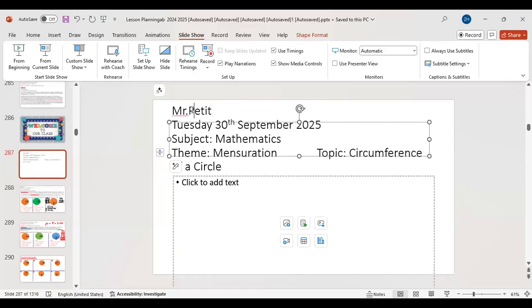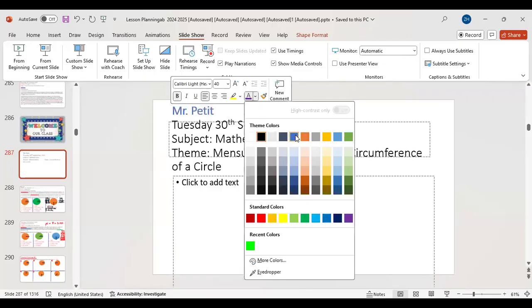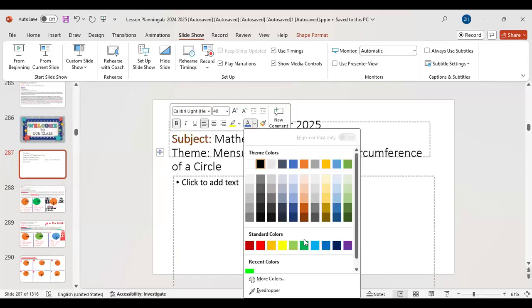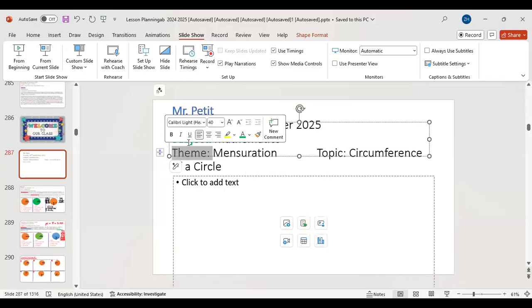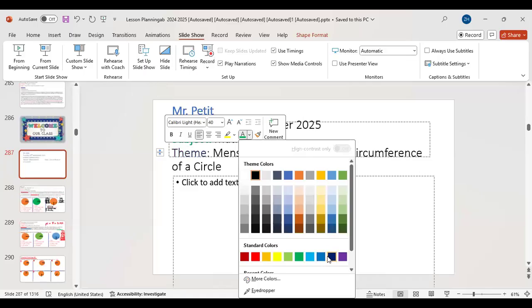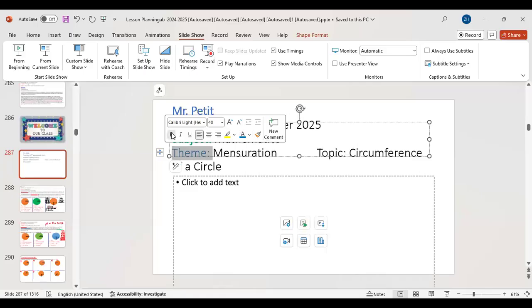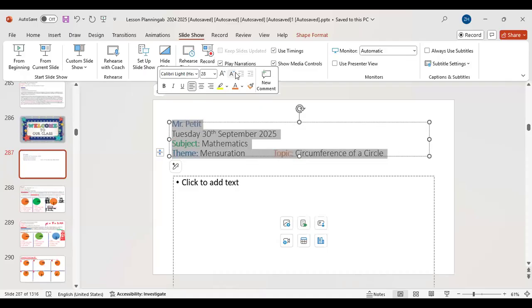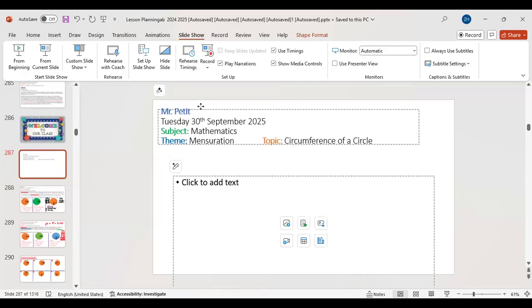All right, so all I'm going to do now is just highlight this. Highlight the theme, mensuration. And also highlight the topic, which is circumference of a circle. So we get right into it.